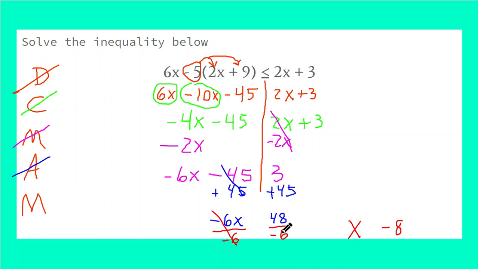And I divided it by a negative, so I can't forget my special rule. I have to flip that sign. So this was a less than or equal to sign. I'm going to flip it so it's greater than or equal to. So my final answer is x is greater than or equal to negative 8.